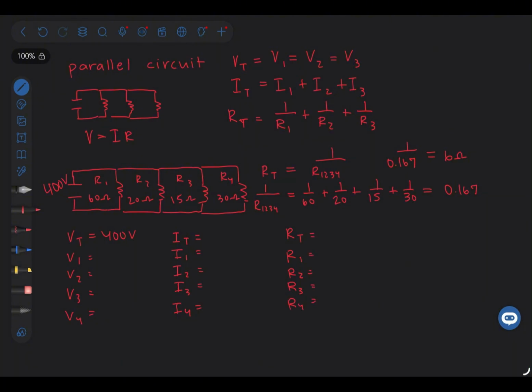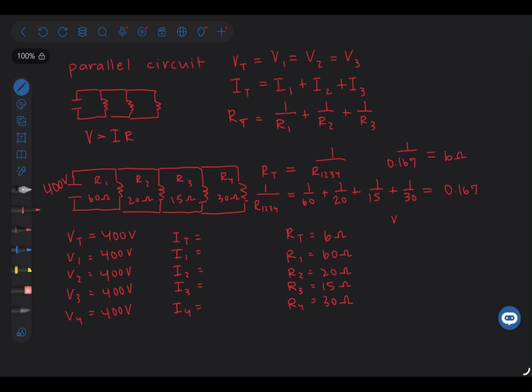We just found out that the total resistance was 6. And we know R1 is 60, R2 is 20, R3 is 15, and R4 is 30. Okay, so we want to calculate for I, right? And we know that the voltage is the same throughout. So it's going to be 400 throughout the circuit. Now all we need to do is find out the I's.